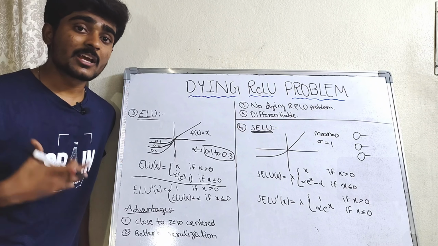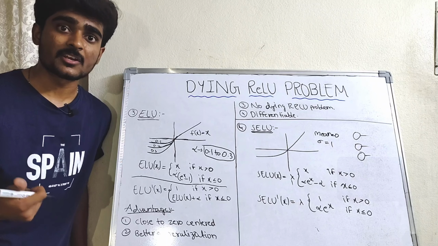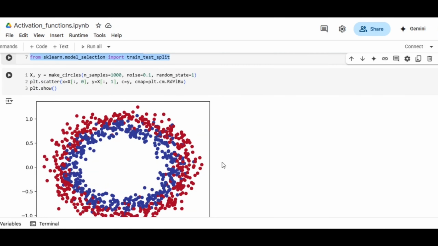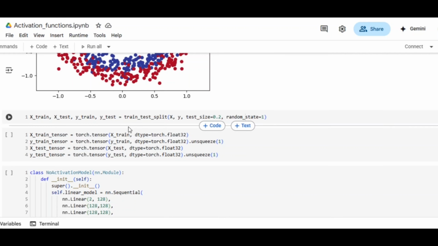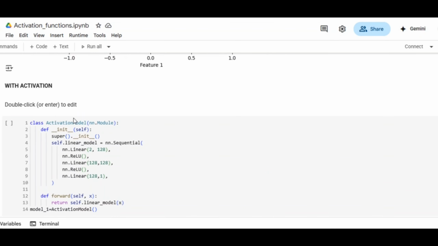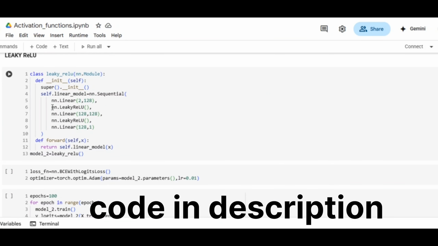Okay, now let us see how we actually implement this SELU and ELU activation functions and the rest of the two activation functions on a dataset. Now I'll be considering the make circles dataset and implement all the activation functions on the dataset. For that I'm importing the necessary libraries. This is the circles dataset, and I'm using the train test split library to split my data into 80% training and 20% testing, and I'm converting from NumPy to tensors, and after that I'm building my model with Leaky ReLU activation function.